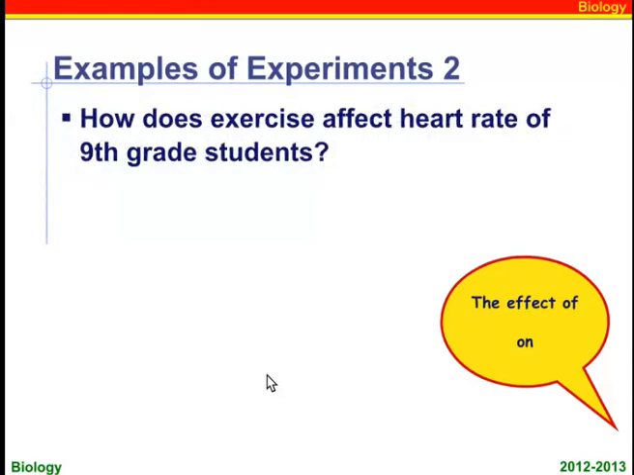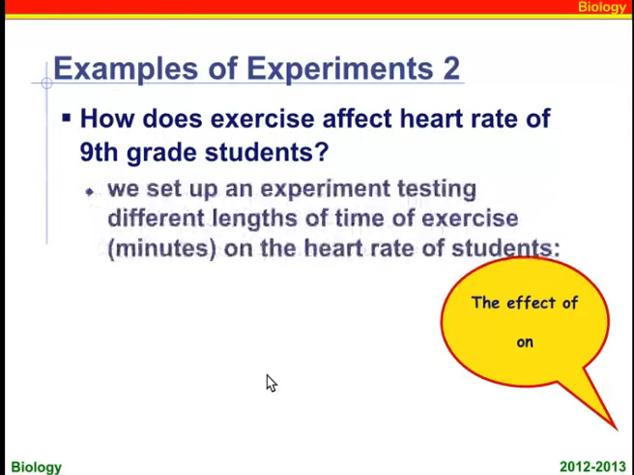Let's say we ask the question, how does exercise affect the heart rate of 9th grade students? So before we get to this, try and think about what it is that we know beforehand, what we can change, and what we're going to be measuring. All right, so we set up an experiment. We're testing, let's say, different lengths of time of exercise on the heart rate of students, and we measure the time that students are going to be exercising in minutes.